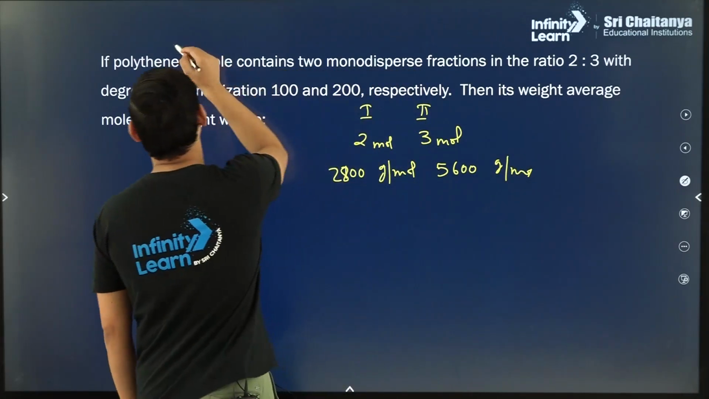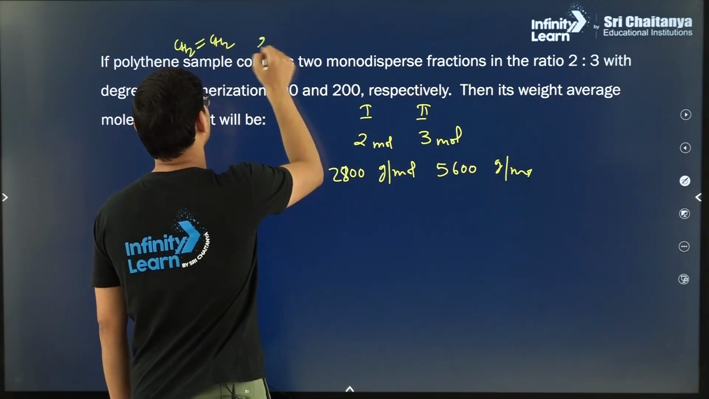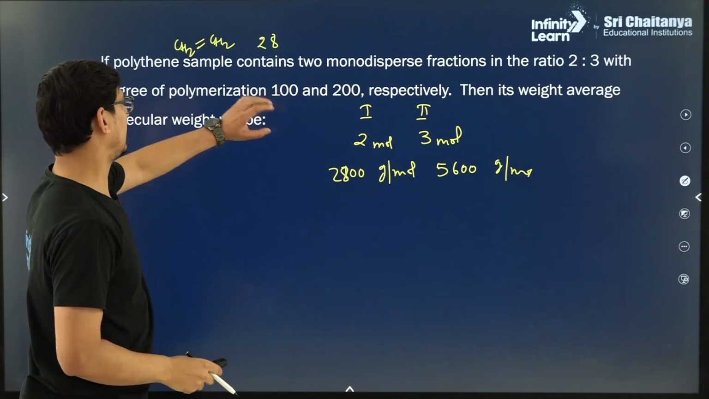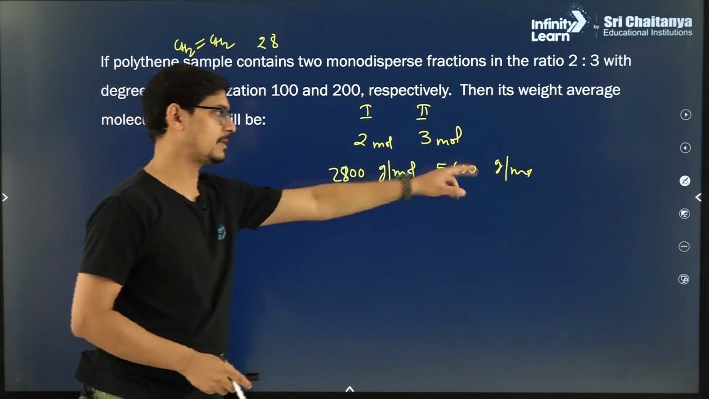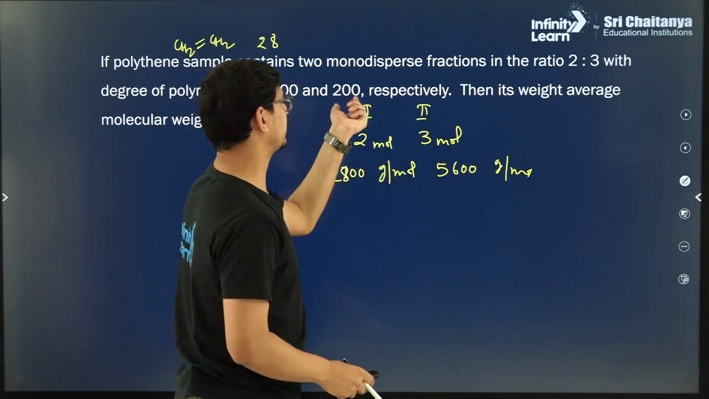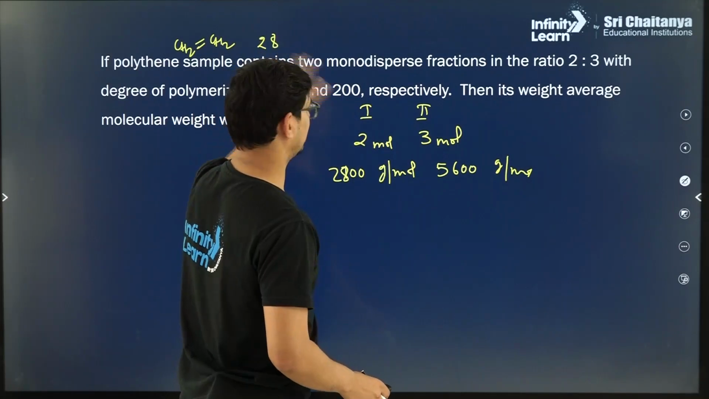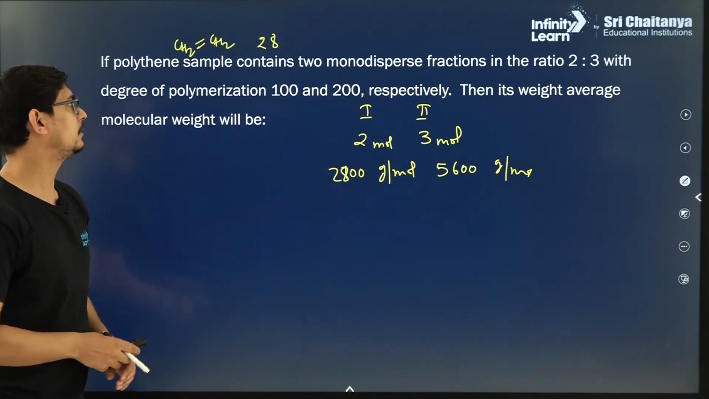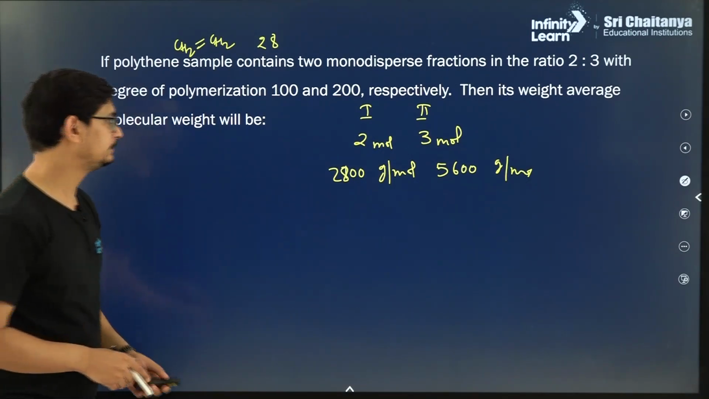By the way, polythene is CH2=CH2. This is the monomer and its molecular mass is 28, right? So 100 is the degree of polymerization, 100 units, so 2800 gram per mole is the molar mass, and here 200 units are present in a chain, so the molar mass of the entire chain will be 5600 gram per mole. This is an addition polymerization. The weight of the chain is simply n times the weight of the monomer, right?